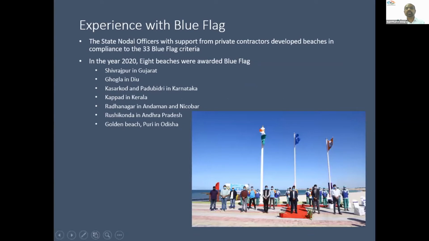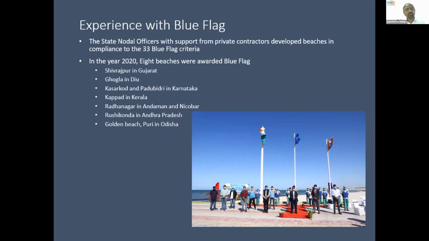So as I said, we have 13 pilot sites. Each of the pilot sites actually worked with the local government, and private people also were involved in developing the beach facilities. As we know, the Blue Flag has very stringent criteria, 33 criteria, which are very difficult to comply with in a year's time, because it mandates 20 water samplings over a period of 4 years.